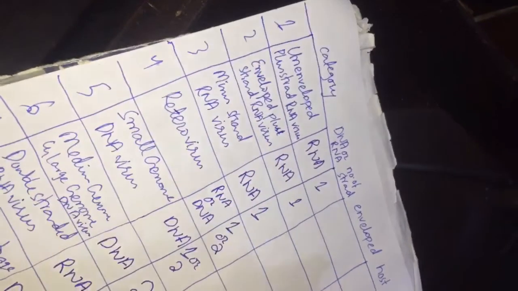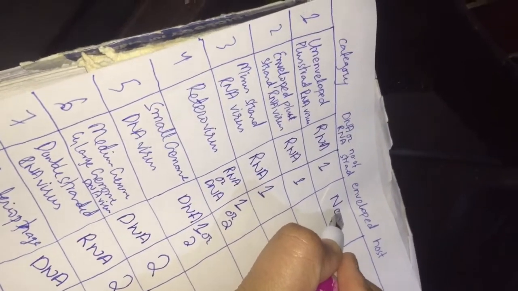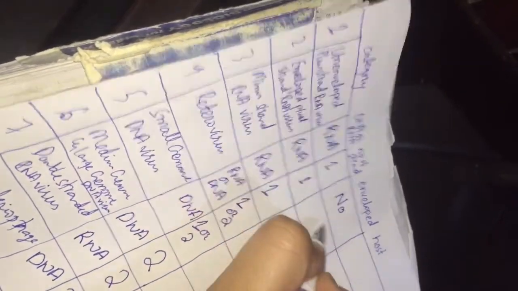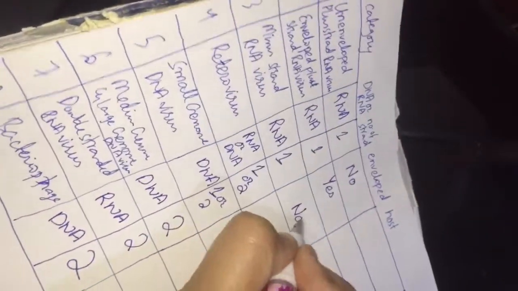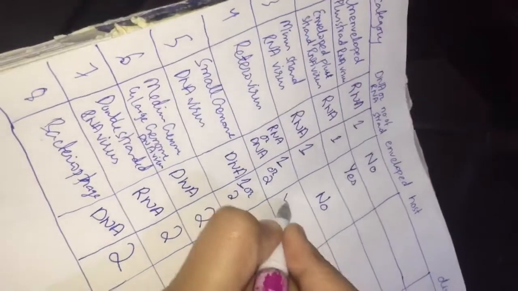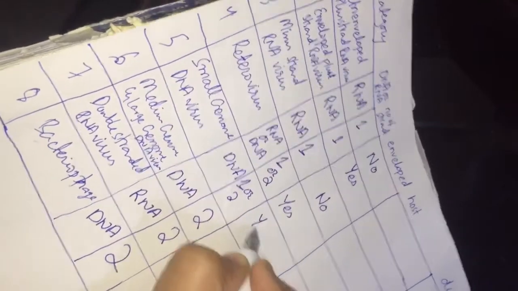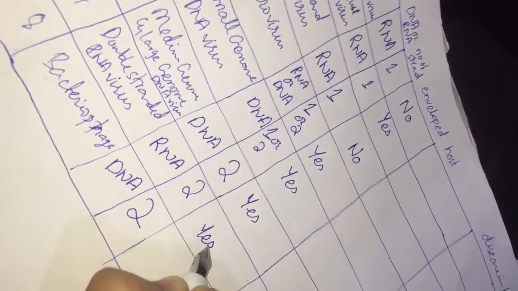As it's written in the name of unenveloped plus strand RNA virus, envelopes are absent, so we'll write no. Enveloped plus strand RNA virus, yes, they have. Minus strand RNA virus also lacks envelopes. These two categories will lack envelopes, whereas all the other categories will have envelopes. Envelopes help them infect their hosts.